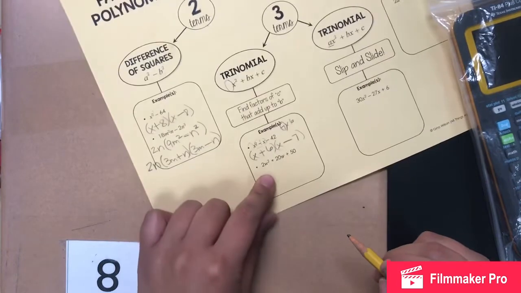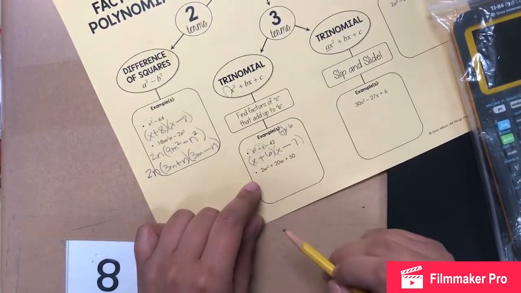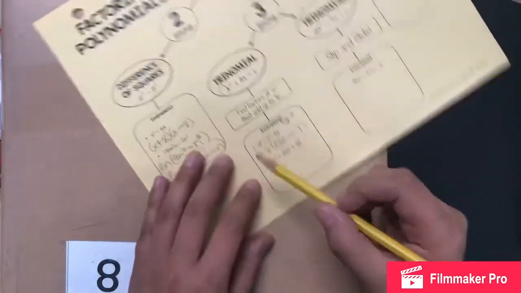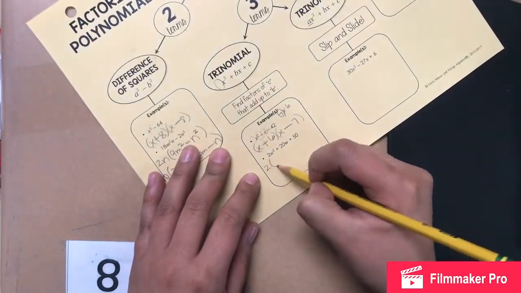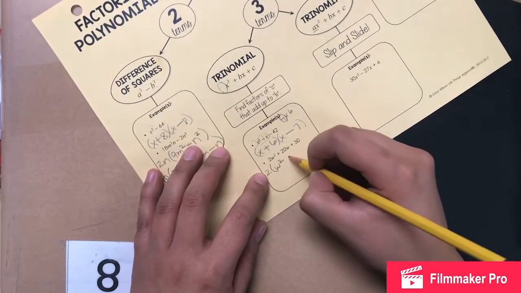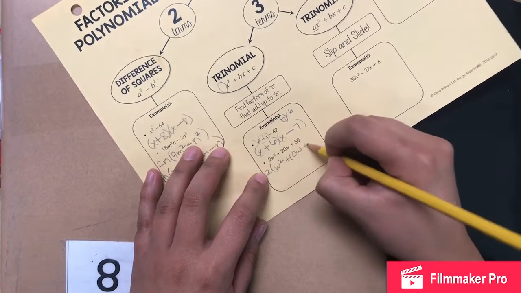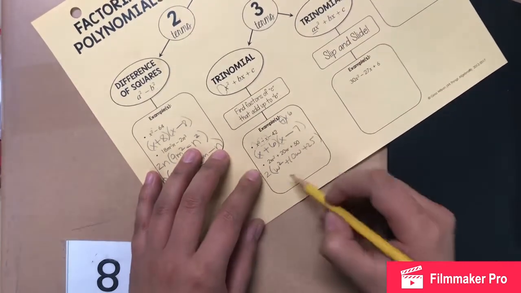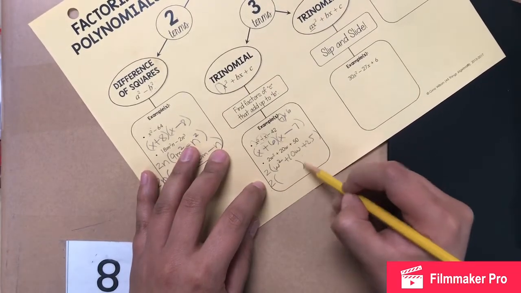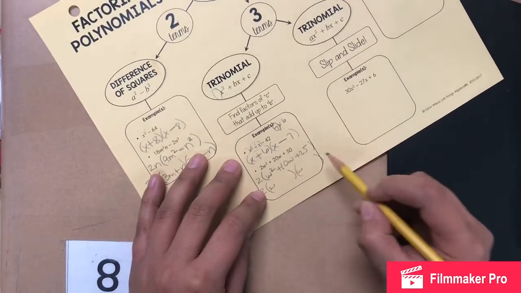If I look at the second one, at first it looks like a slip and slide because I have this 2 out in front. But remember, our very first step is to look for a GCF. So my GCF would be a 2. 2w squared divided by 2 is w squared. 20w divided by 2 is 10w. And 50 divided by 2 is 25. Now it becomes a basic trinomial with this GCF out in front. So I can break it up into 2 binomials, w times w.